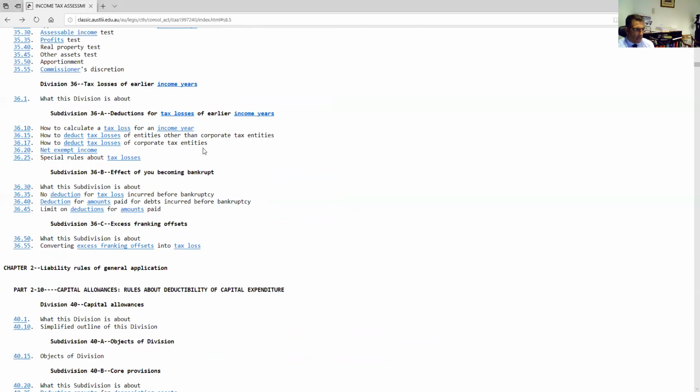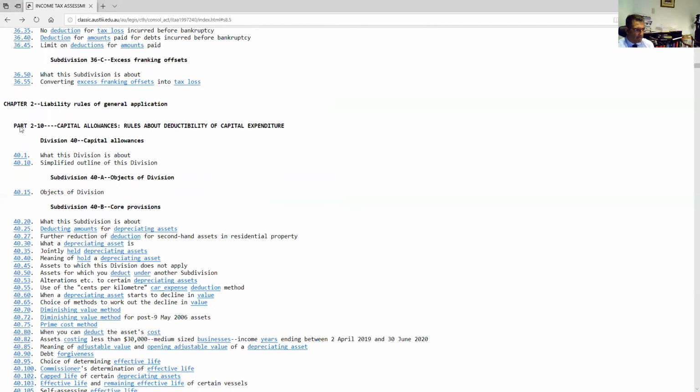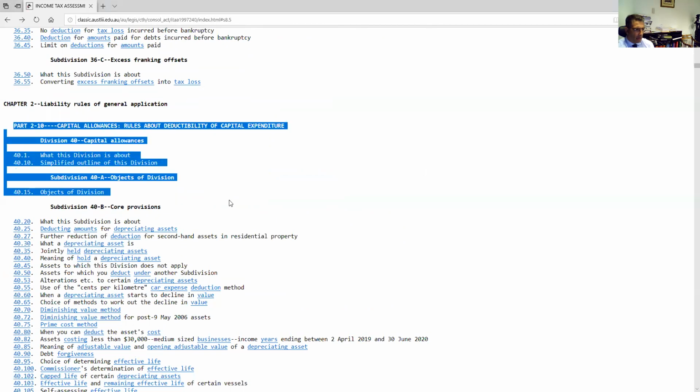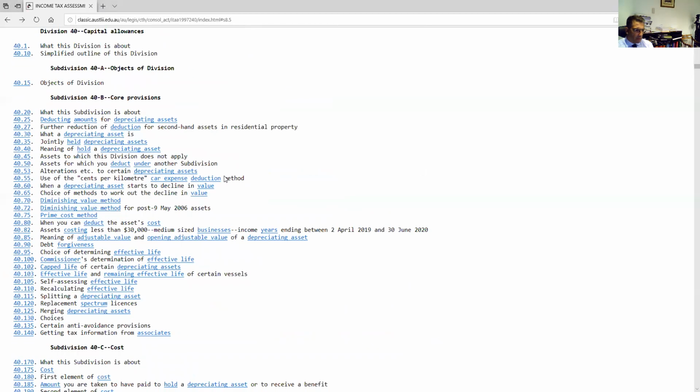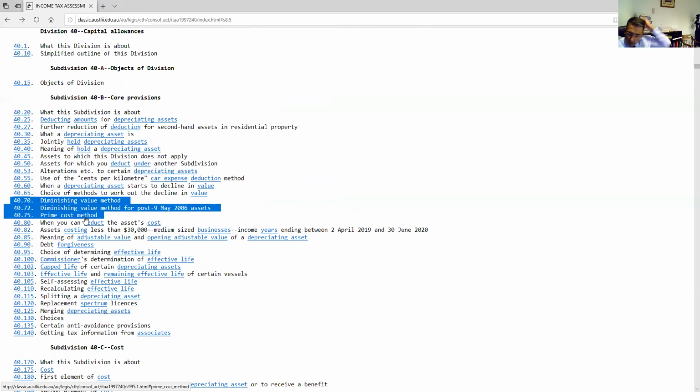Then going further down to Division 40. So here we have capital allowances. These are depreciation, where you have capital items, and the key provisions are here: diminishing value method and prime cost method. The first thing you'll notice is that the sorts of depreciation methods you're used to dealing with in an accounting sense, these are the only two tax depreciation methods.